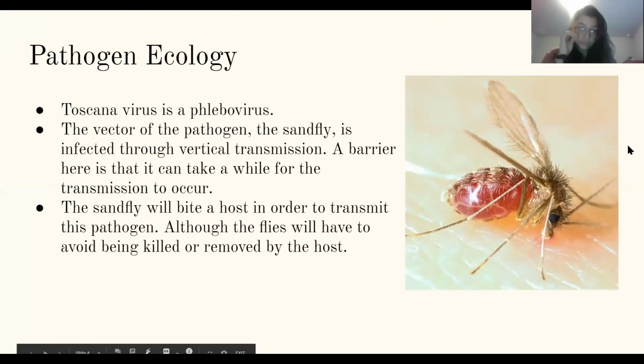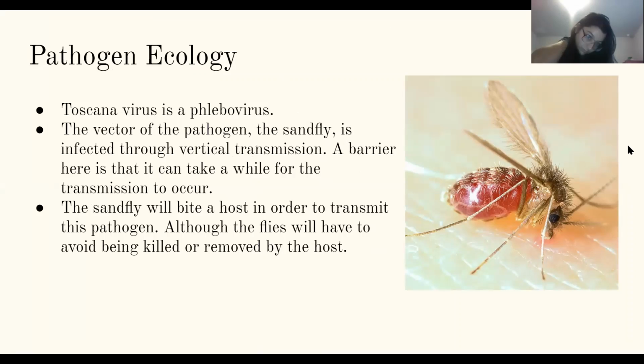When it comes to the pathogen ecology of this disease, it would be the Toscana virus. This virus is part of the family of viruses called Bunyaviridae. This family is broken down into 5 different genera, and Toscana is in Phlebovirus. This genus has a tri-segmented negative sense RNA genome and can only be transmitted by the sandfly, which is the vector of this pathogen. The sandfly is infected through vertical transmission.